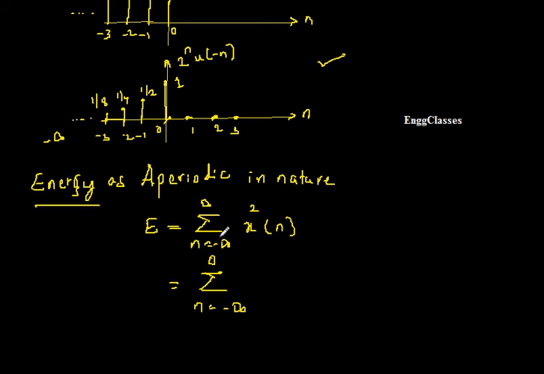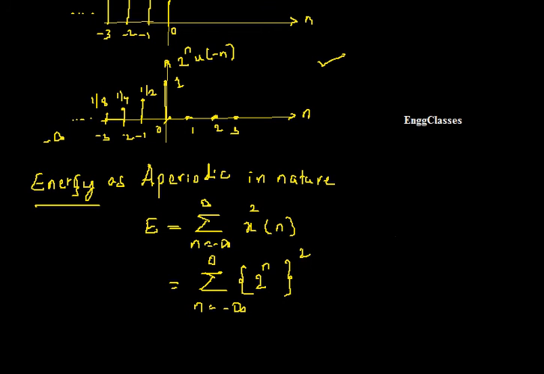Are you following with me? Then, x square of n. What is x square of n? It is nothing but 2 to the power n, u of minus n, which in that region is 1. So ultimately, the signal is 2 to the power n. I need to square this.